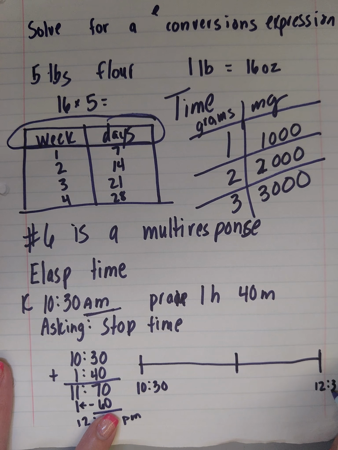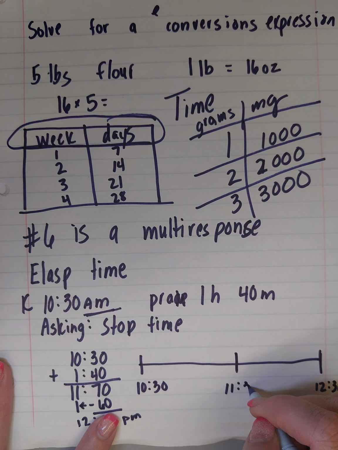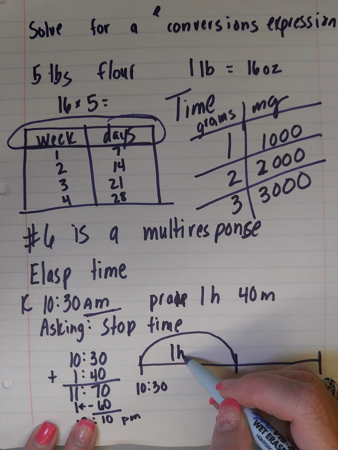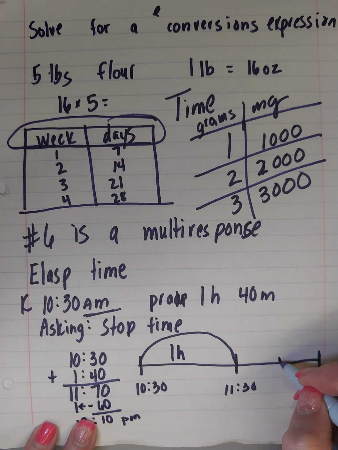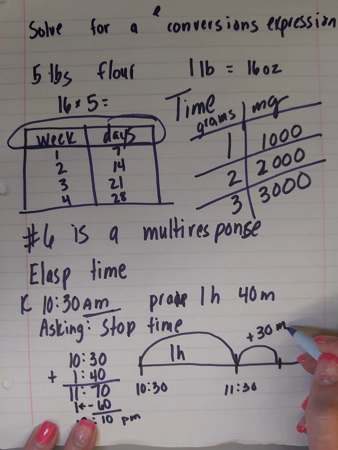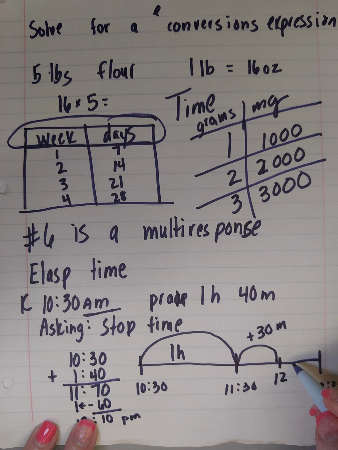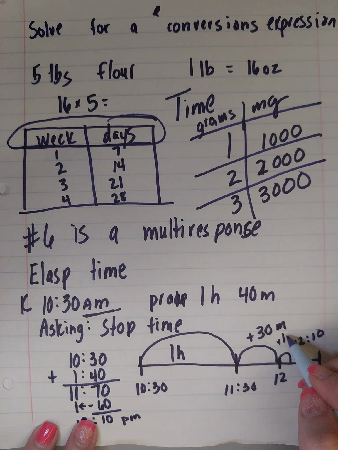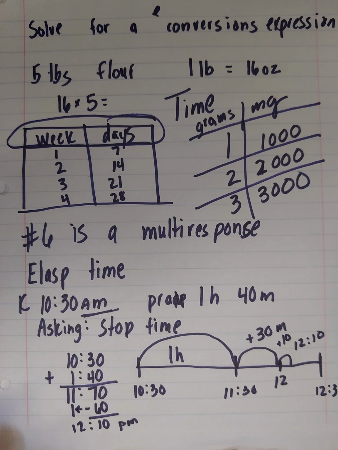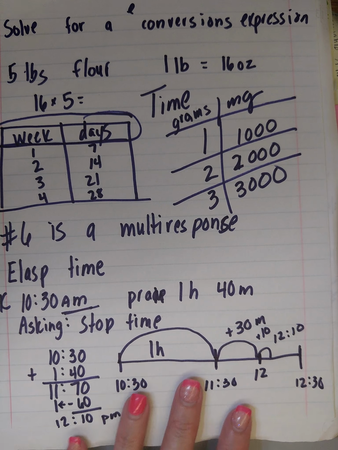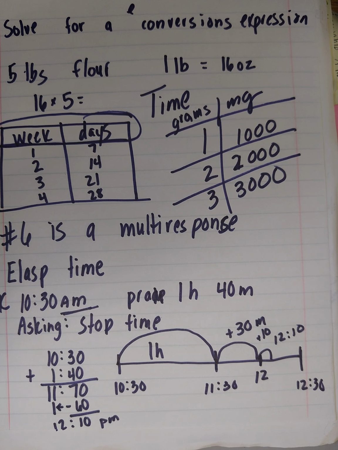This is 12:30, and this is 11:30. I just do it in hour increments. All right, 1 hour, 1 hour. And then it said 40 minutes, so I'm going to do 30 minutes plus 30, and I write it so I don't get confused. So plus 30 minutes, well, that's 12 o'clock, and then 10 more minutes is 12:10. Plus 10 minutes. So that's a way you can solve elapsed time. You can use either way. You just need to make sure that you're working in your increments of 60. That's the biggest problem where kids tend to make a mistake.